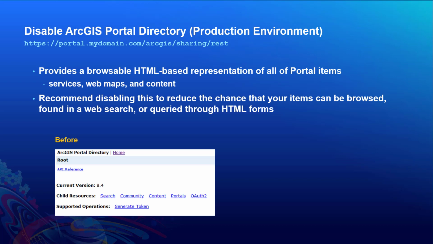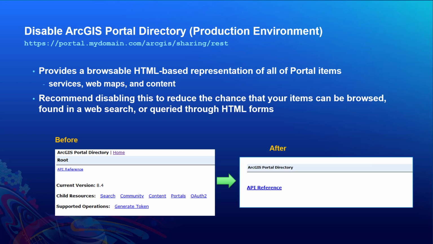Just like ArcGIS Server, Portal for ArcGIS talks to your client applications in JSON format. The process for disabling the portal directory, which you want to do in a production environment, is very similar to working in ArcGIS Server. The difference is that instead of a checkbox, it's a Boolean value. So what you would do is go into the Admin API and make this change.